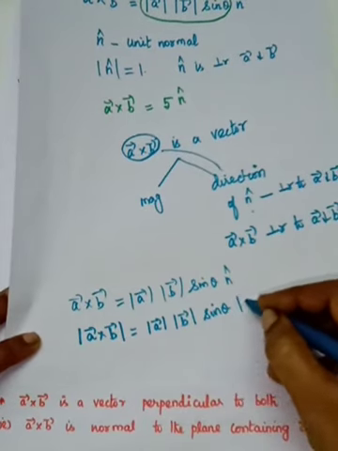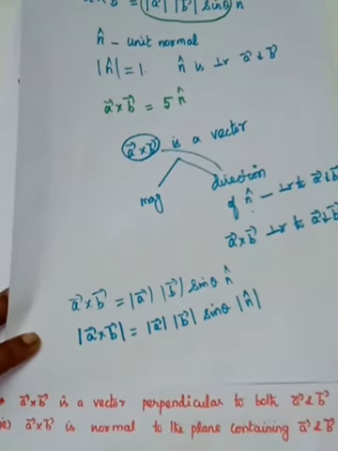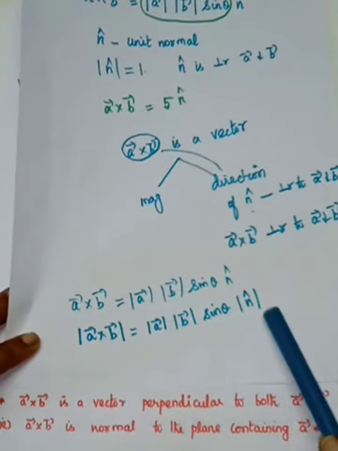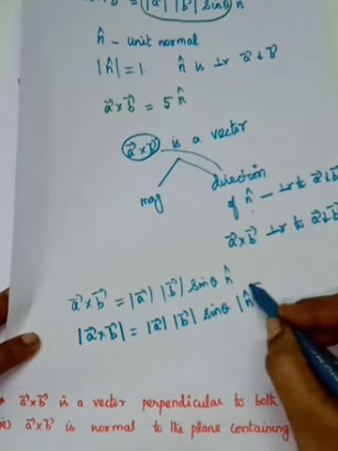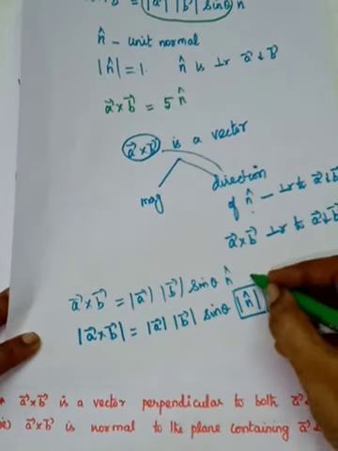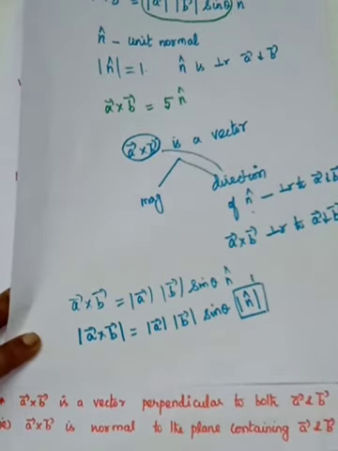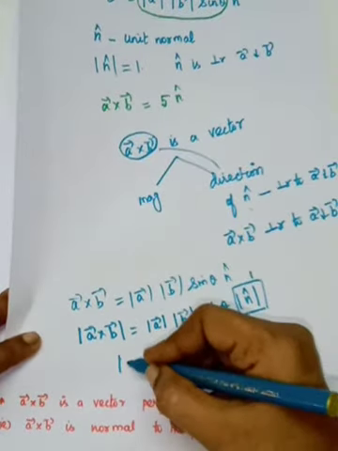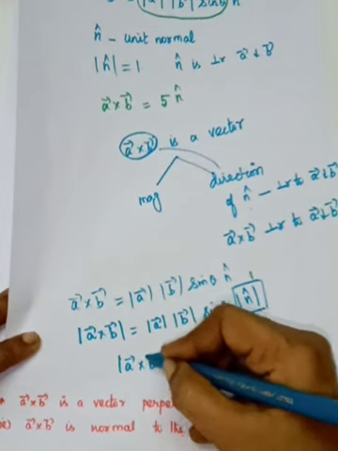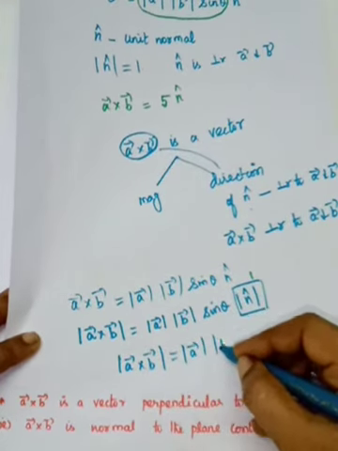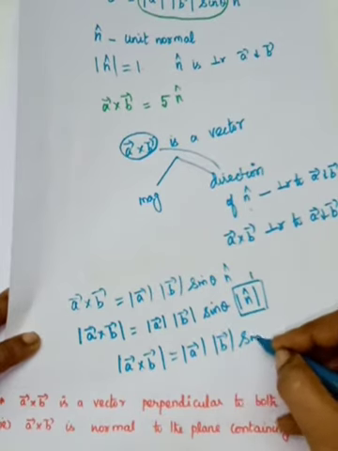Here you have to write modulus of n cap. Okay, it's a vector, so we have to write the modulus. What is modulus of n cap? It is nothing but 1. Modulus of n cap is 1, because it's a unit vector, whose modulus is 1. So now, what is the magnitude of A vector cross B vector? It is nothing but modulus of A vector, modulus of B vector, sine theta.